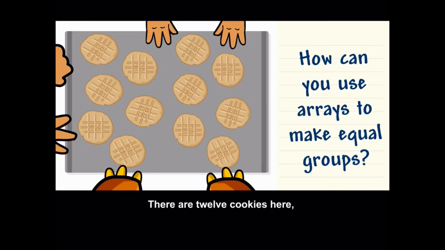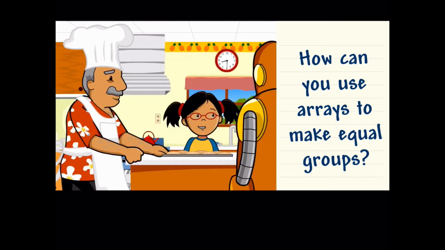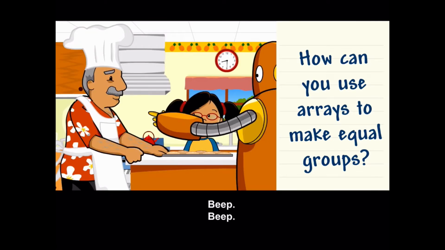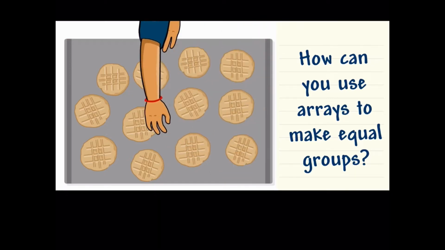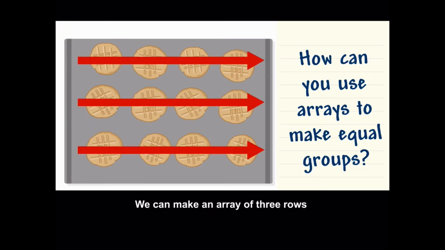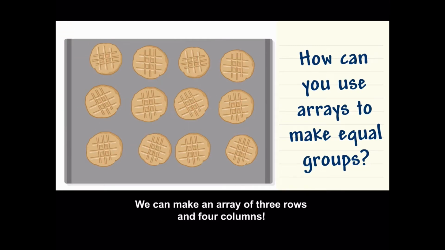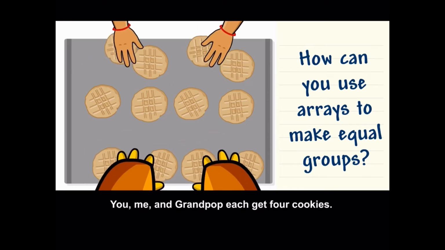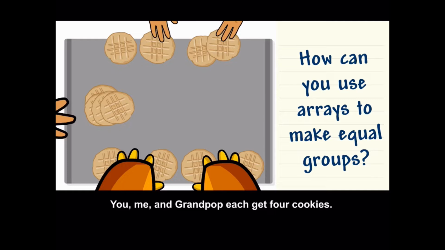There are 12 cookies here, and we have to divide them equally among 3 people. We can make an array of 3 rows and 4 columns. You, me, and Grandpop each get 4 cookies.